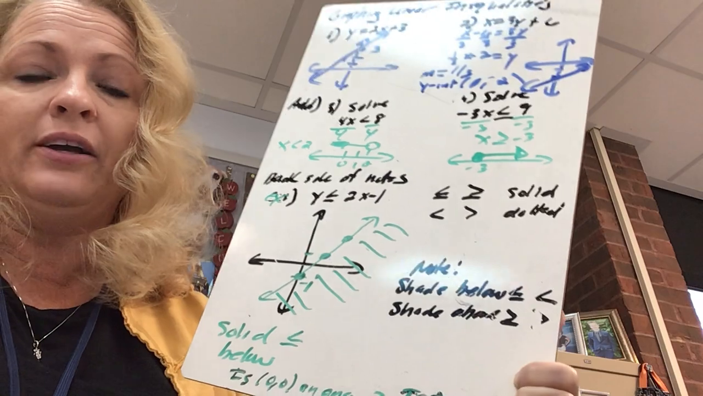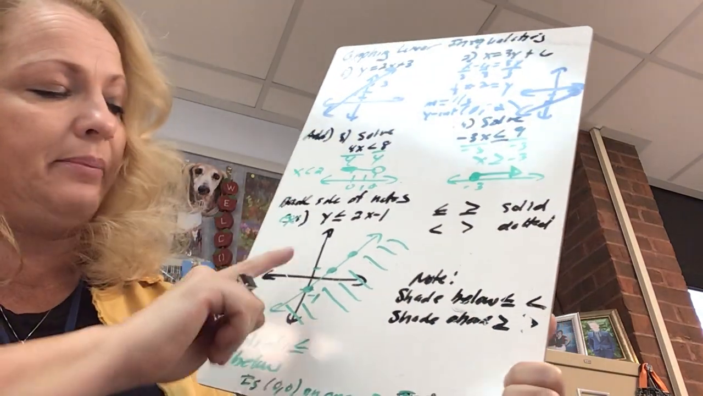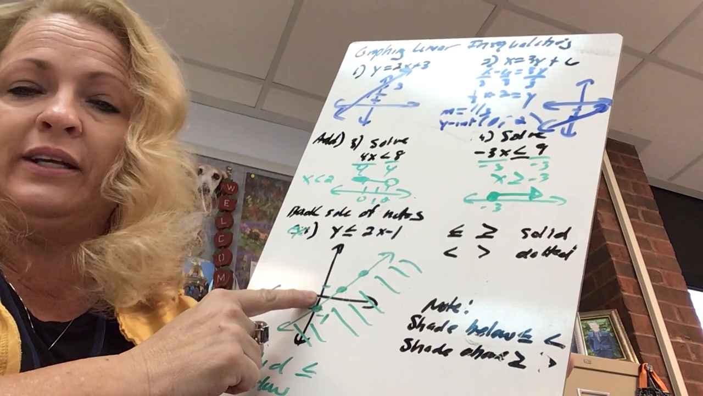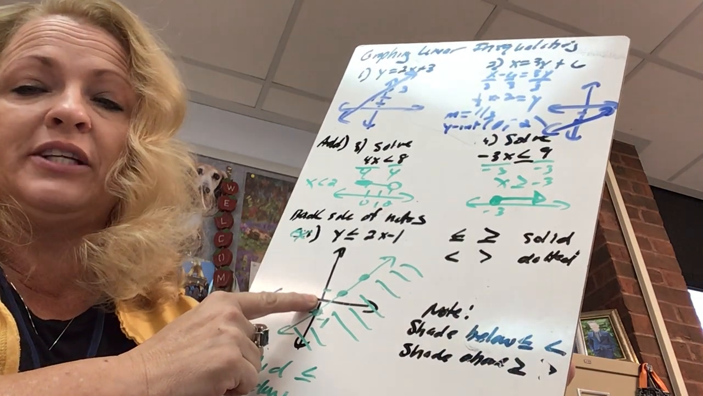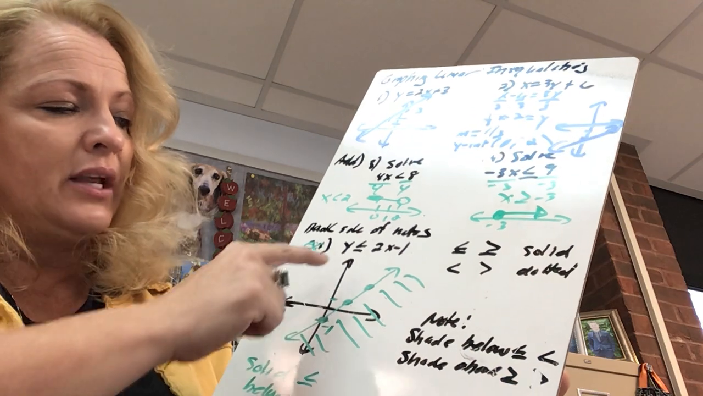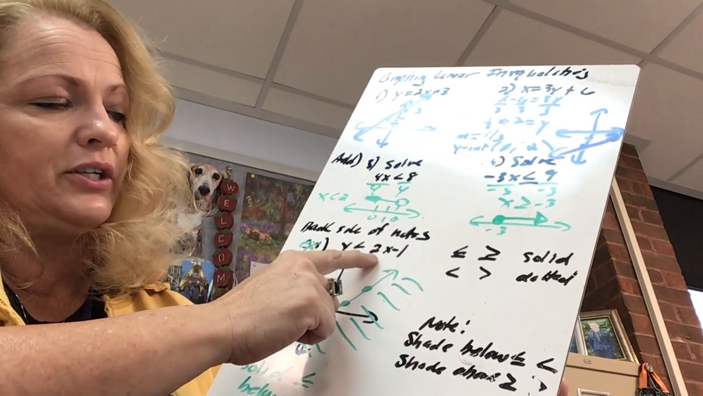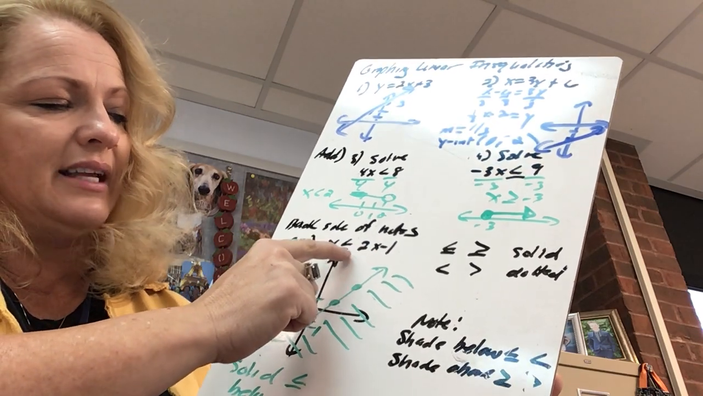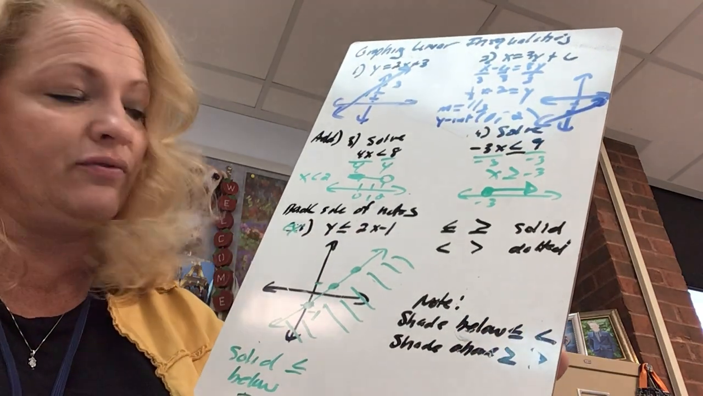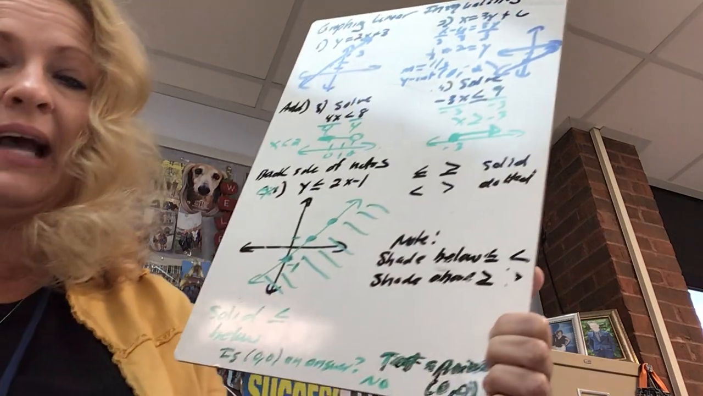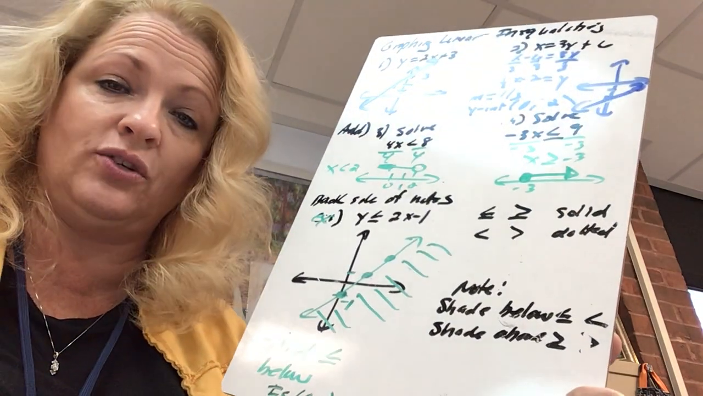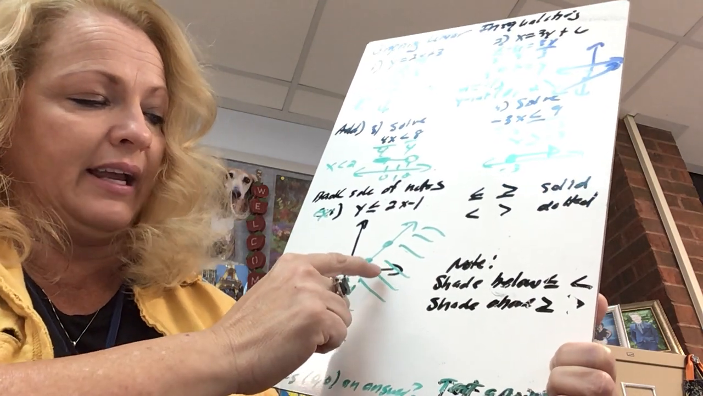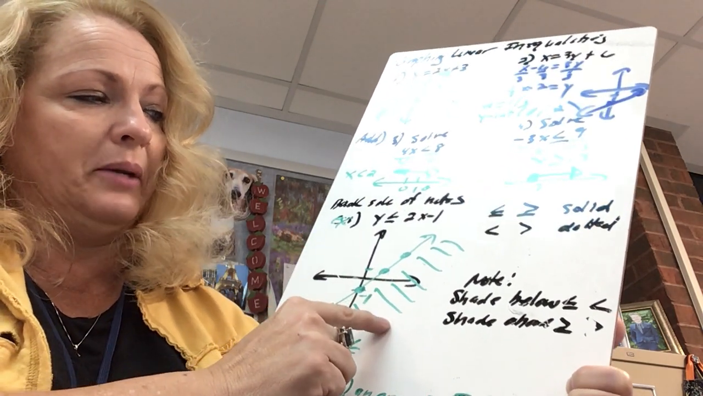So I always tell you to test a point. Now, by what I shaded, would (0, 0) be an answer? No, it would not. So if I put in (0, 0), I should get a false statement. So if I put in 0, 2 times 0 is 0, I get 0 minus 1 is negative 1. 0 is less than or equal to negative 1. That is false, and that is not shaded. Now, if you don't like doing that, sometimes I tell students to go ahead and pick a point that's actually in here. Looks like, I don't know, (3, 3) would be a point.